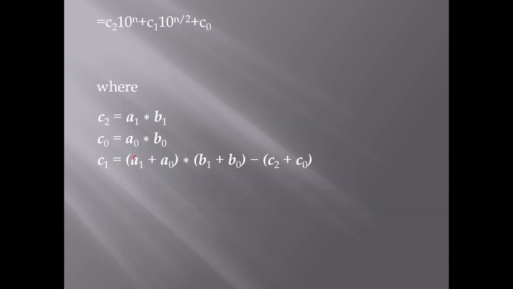Now we are going to multiply each and every term with A1 and each and every term with A0, which is equal to A1 into B1 plus A1 into B0 plus A0 into B1 plus A0 into B0.